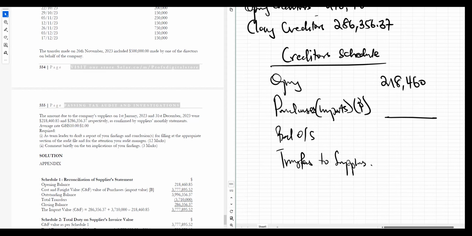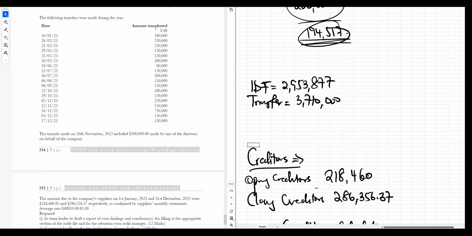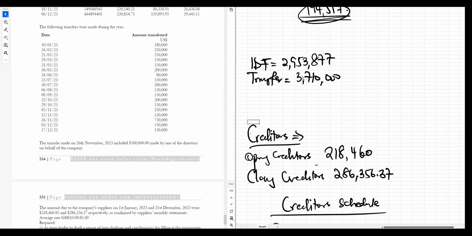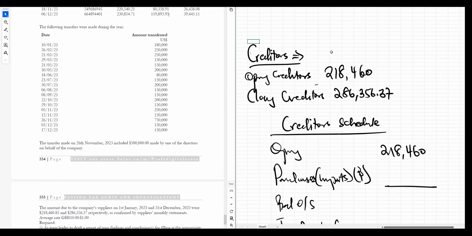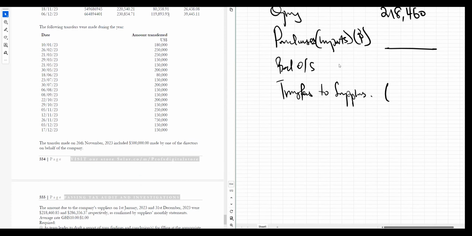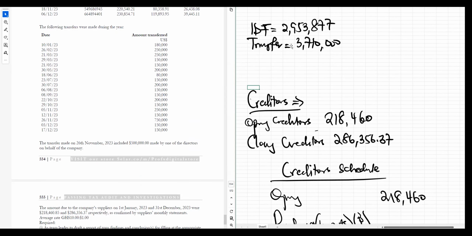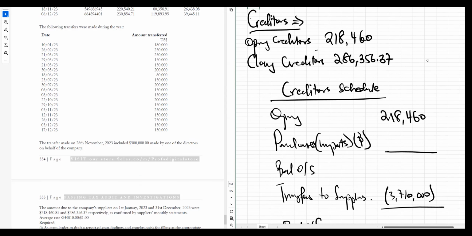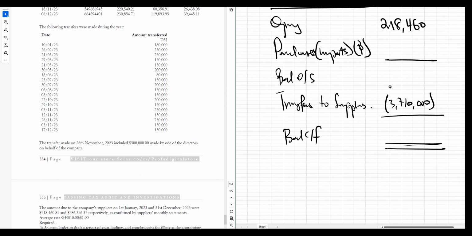Yes. The whole year, the total transfers that I told you to add, is the total amount you transferred to your suppliers, at 3,710,000. We take the 3,710,000. Then this gives us our balance carried forward, our closing. And we got the closing to be 286,356.